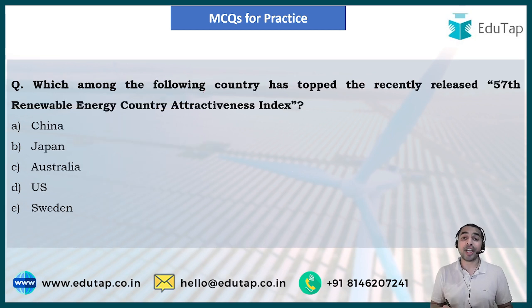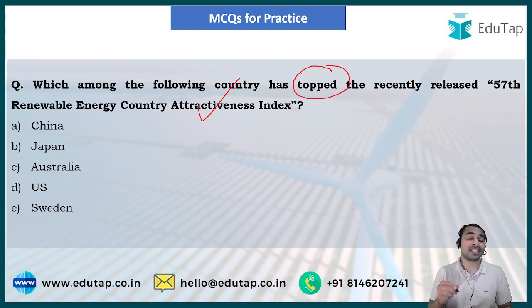So guys, now let us move on to the second question. The second question is, which among the following countries has topped the recently released 57th Renewable Energy Country Attractiveness Index? And guys, the options are China, Japan, Australia, US and Sweden. Please answer the question in the comment section below, as this particular question asks us about the country which has topped the index.